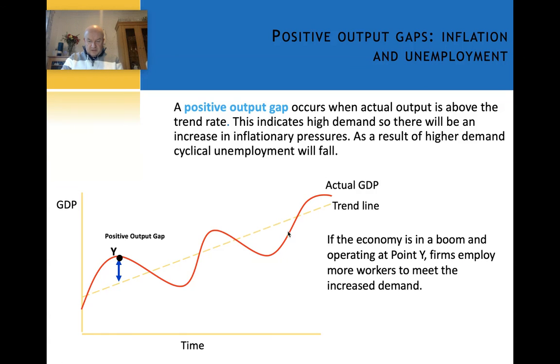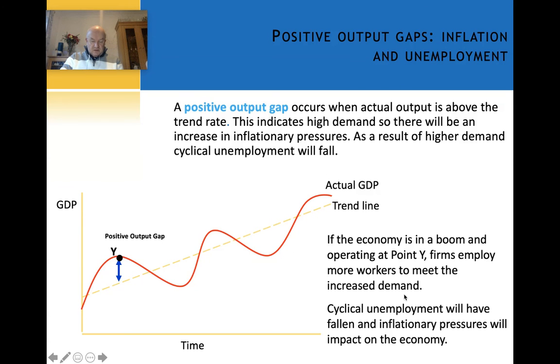So at this point, if our economy is in a boom and operating at point Y, firms are likely to employ more workers to meet that increased demand. And that is going to mean that cyclical unemployment will fall. However, inflationary pressures would potentially impact on the economy. So effectively, more demand. We've got potentially demand-pull inflation, because we've got significant amounts of demand that at the moment we're not satisfying.